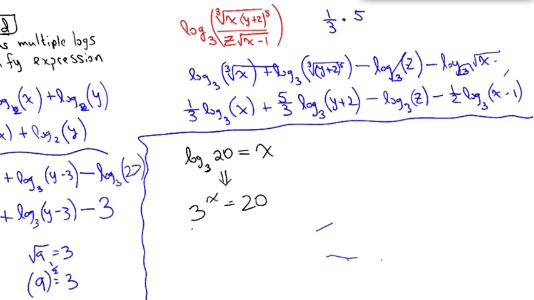Maybe. Divide by 3. The problem is, x is in an exponent, and you've never solved for something that's in an exponent. So the trick is this. I need to bring the x down. What's the only thing that allows you to take an exponent and bring it down as a regular number?